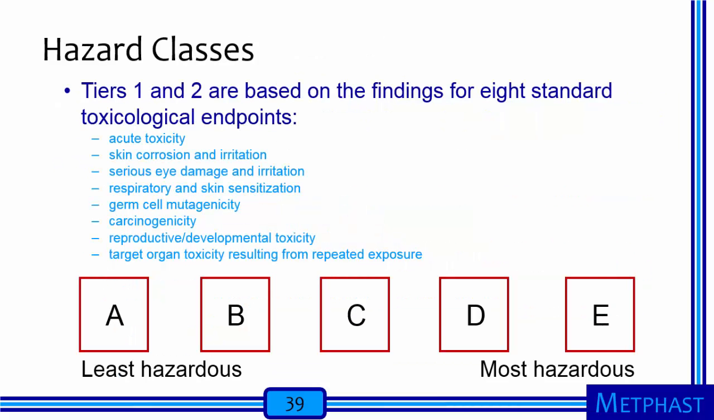The five hazard classes A through E for Tiers 1 and 2 are based on the findings for 8 standard toxicological endpoints: acute toxicity, skin corrosion and irritation, serious eye damage and irritation, respiratory and skin sensitization, germ cell mutagenicity, carcinogenicity, reproductive or developmental toxicity, and target organ toxicity resulting from repeated exposure.